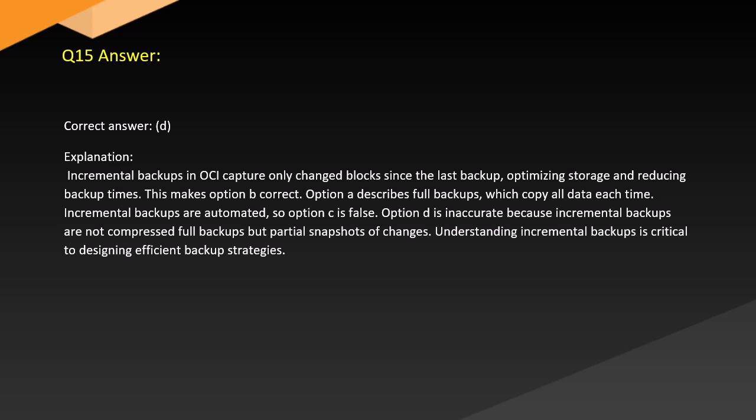Option A describes full backups, which copy all data each time. Incremental backups are automated, so option C is false. Option D is inaccurate because incremental backups are not compressed full backups but partial snapshots of changes. Understanding incremental backups is critical to designing efficient backup strategies.